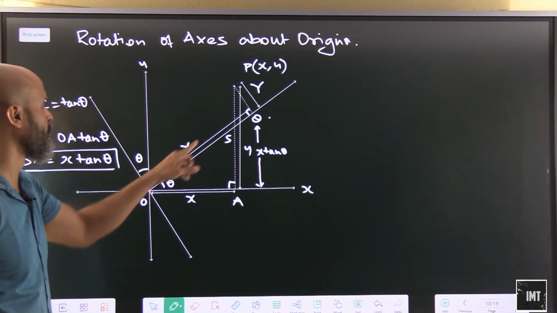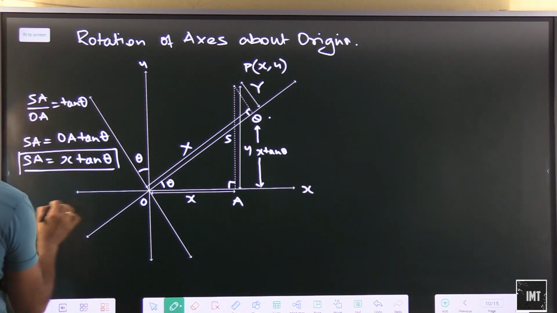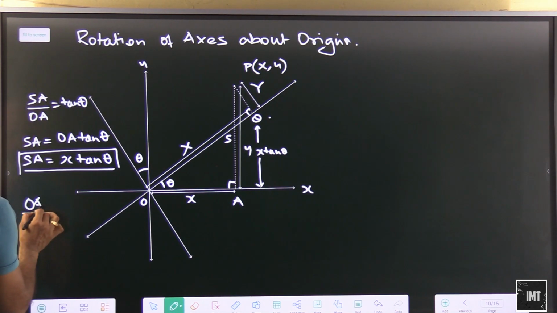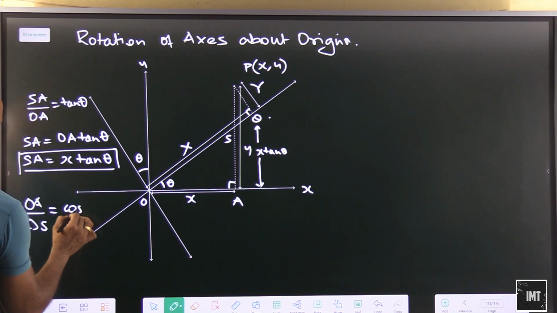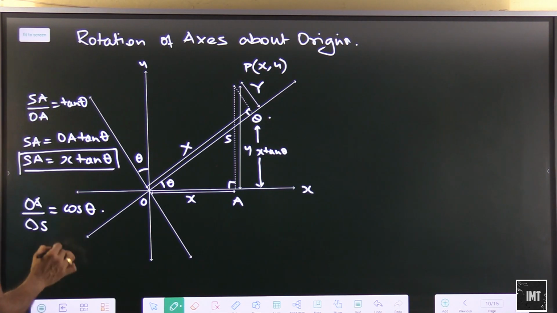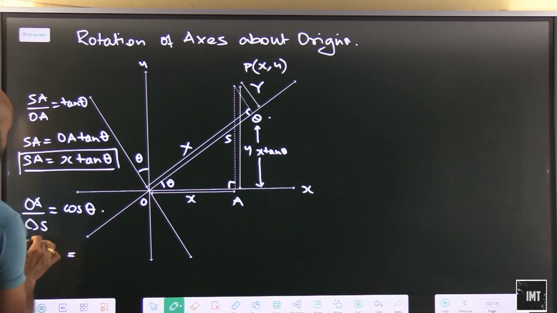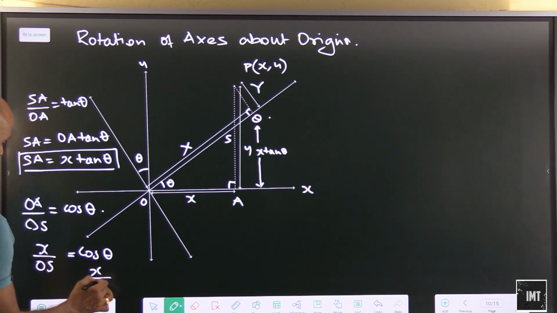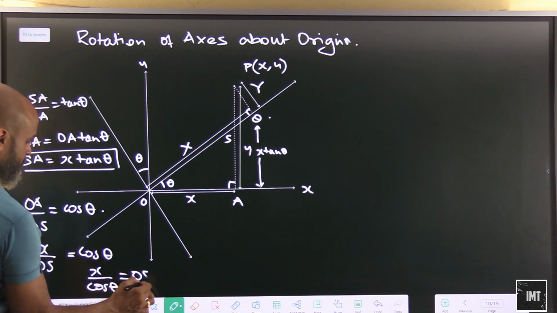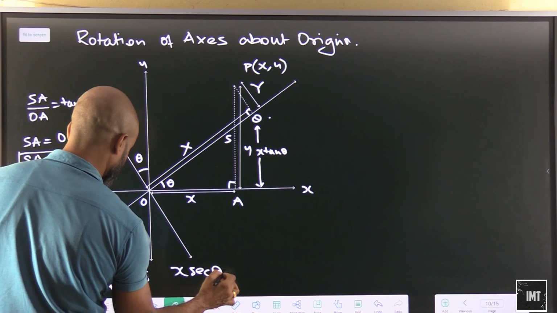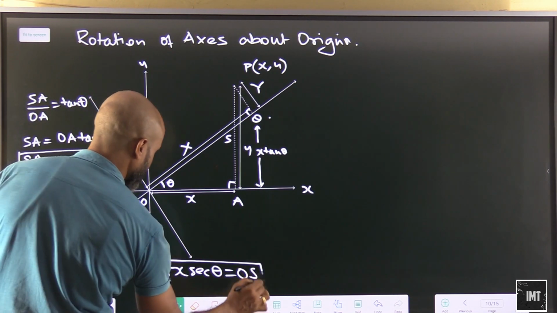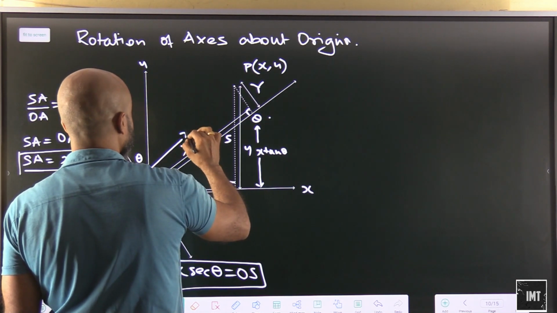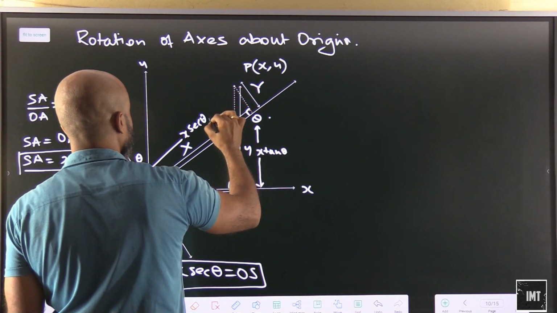Okay, now what is going to be the value of OS? So we have here OA by OS is equal to cos theta, which means if we were to calculate OA is x by OS is equal to cos theta. So x by cos theta is equal to OS. So x sec theta is equal to OS. So this portion is going to be x sec theta, that is OS.